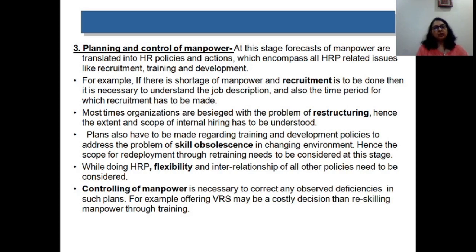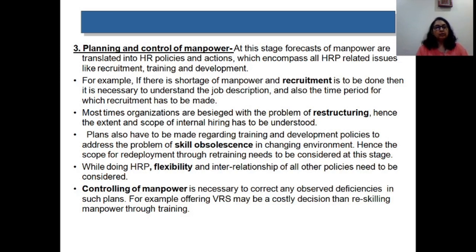Then most of the times the organizations are also faced with the problem of restructuring. So the extent and scope of internal hiring has to be understood. Then plans also have to be made regarding training and development policies to address the problem of skill obsolescence in a changing environment. Hence, the scope for redeployment through retraining needs to be considered at this stage.